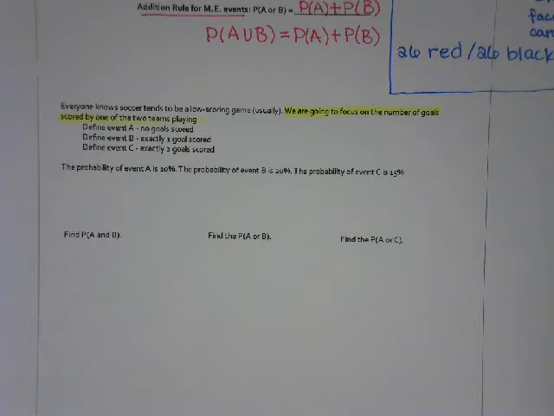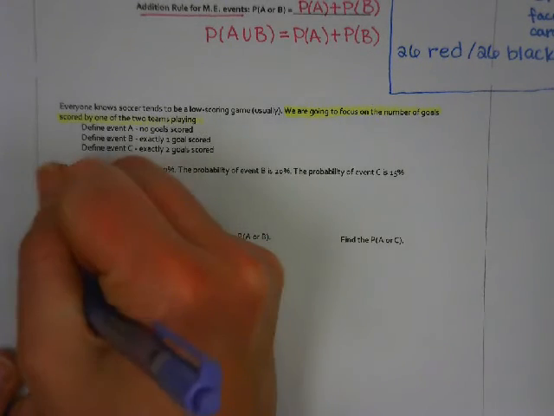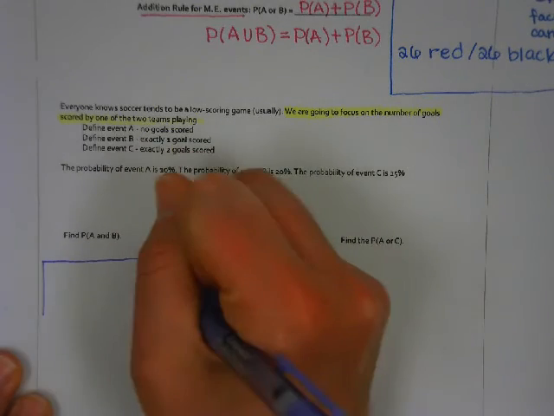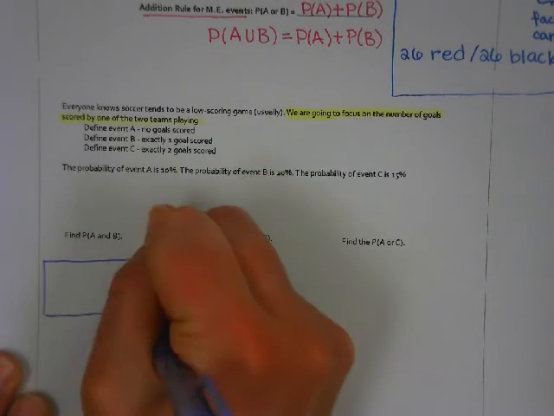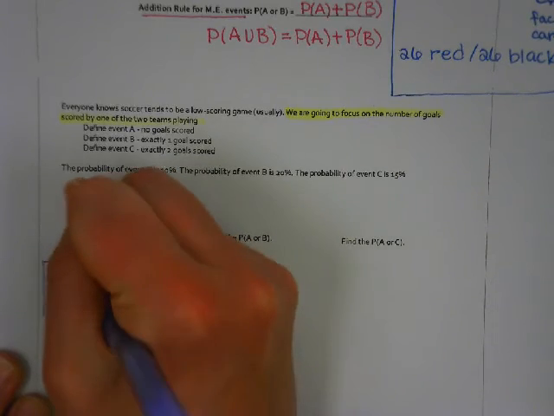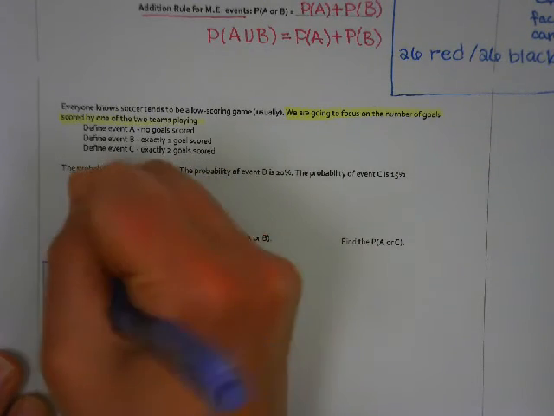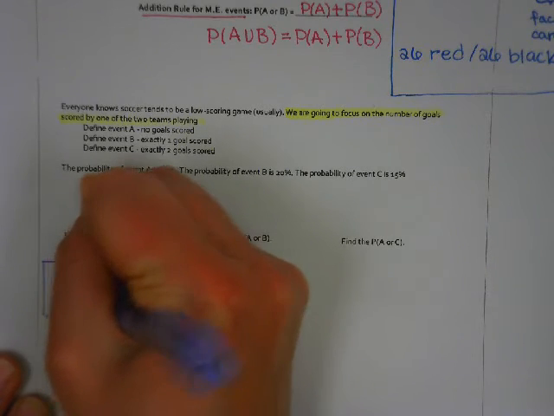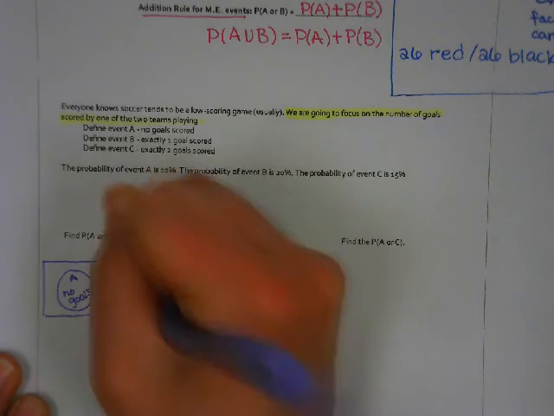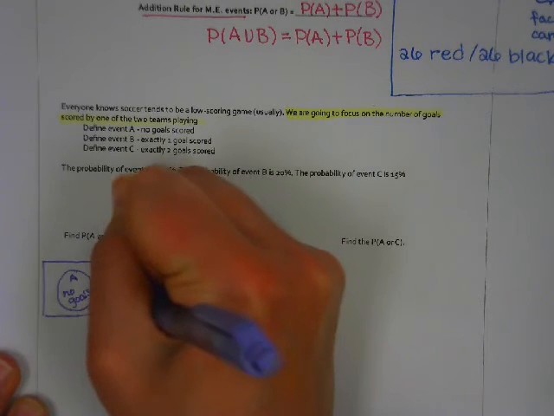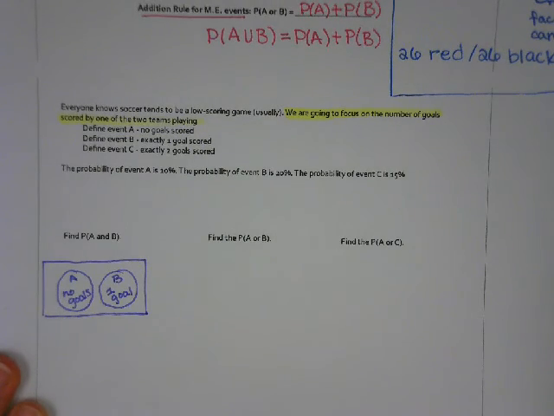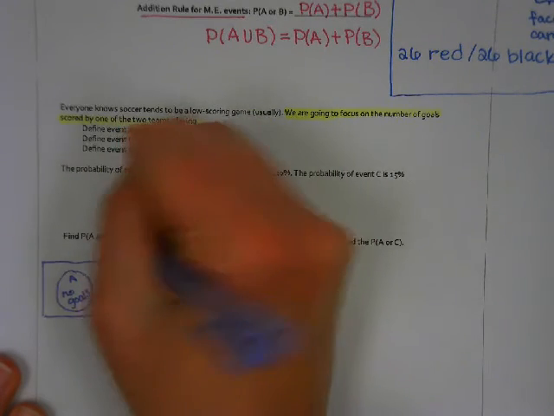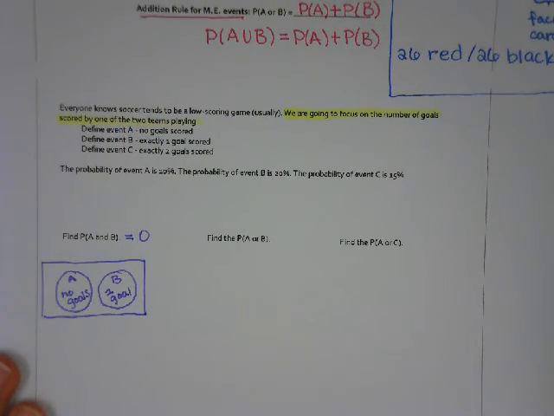So the probability that no goals are scored and exactly 1 goal is scored is 0, because you can't have no goal scored and 1 goal scored at the same time. So they are mutually exclusive. Here's event A, no goals. Here's event B, 1 goal. They can't happen at the same time, they don't have an intersection, so the probability of A and B is 0.